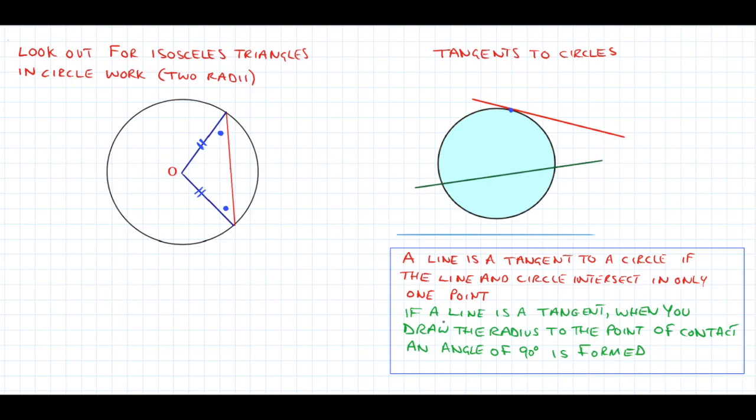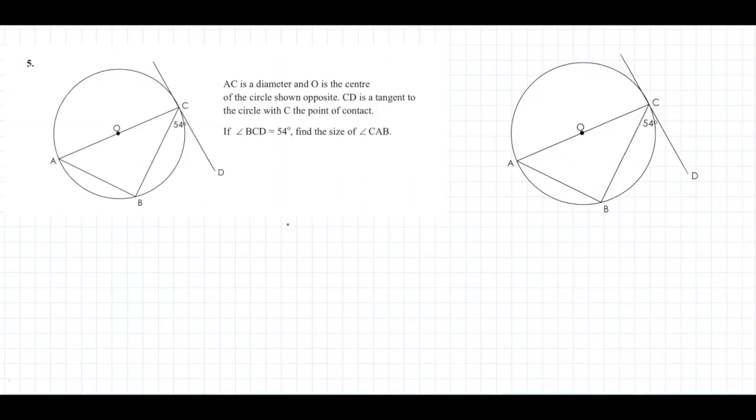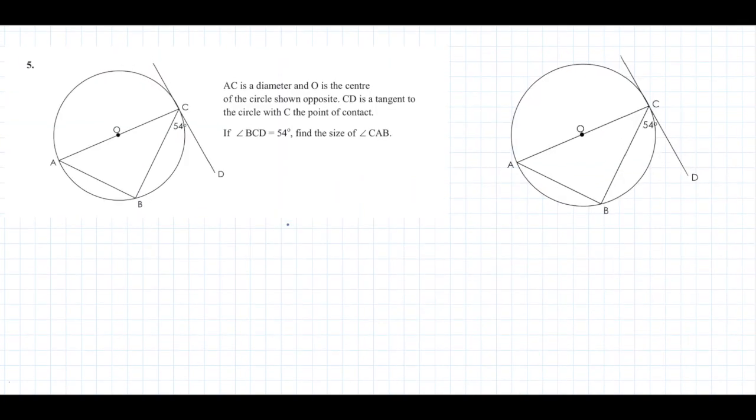And the very important thing is, if a line is a tangent, when you draw the radius to the point of contact, a right angle is formed. So that's the centre. You draw the radius to the point of contact, a 90-degree angle is formed. So these are the things that you have to bring to the questions. Okay, let's do some questions, the way they typically appear in an exam.